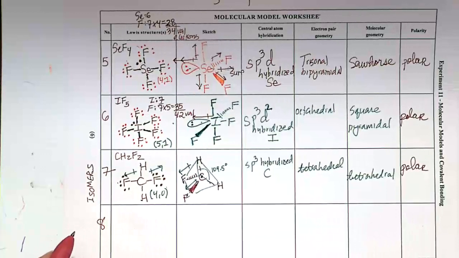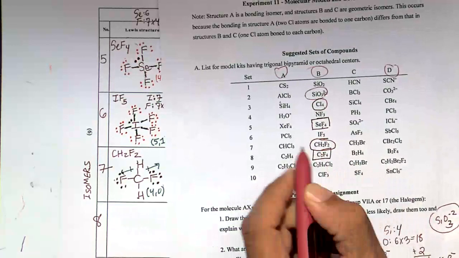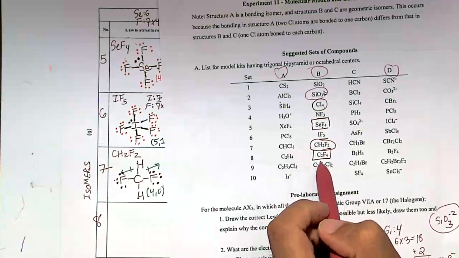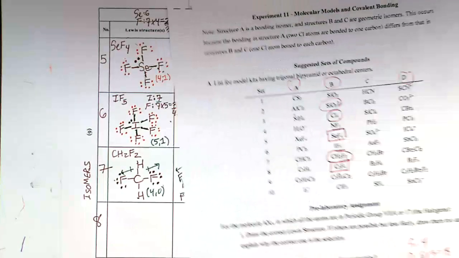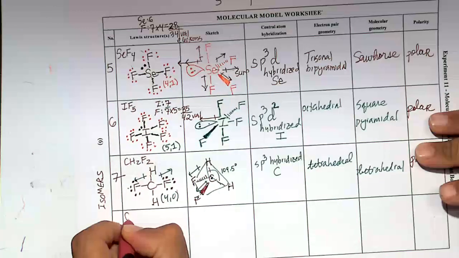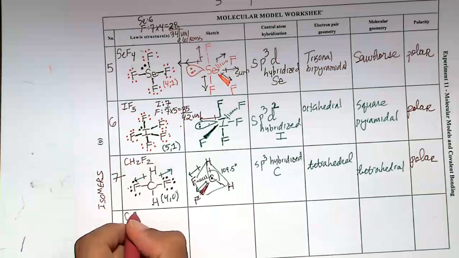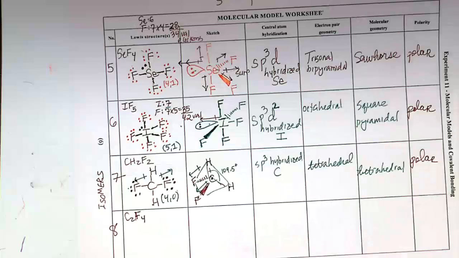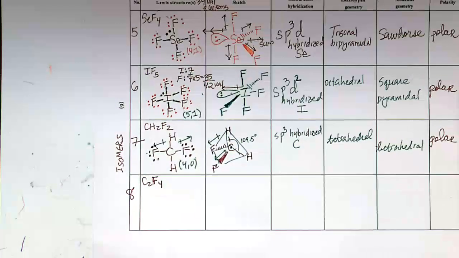All right, 8, 9, and 10. Let's go for it. Finish it off. What's 8 here? All right, 8, I'm going to talk about this. It will be on the exam, so we'll just talk about this a little bit. C2F4, okay? So how would you draw C2F4?